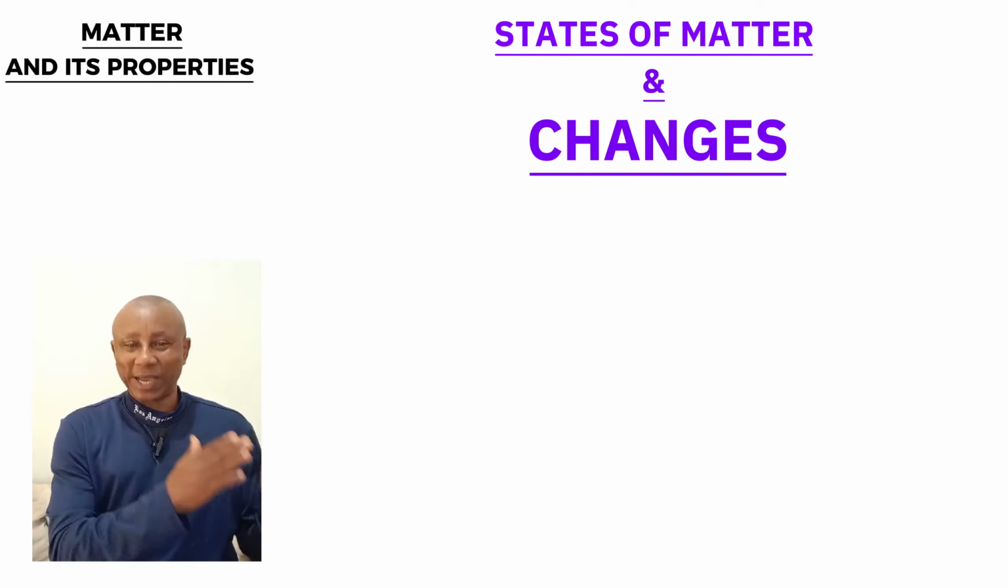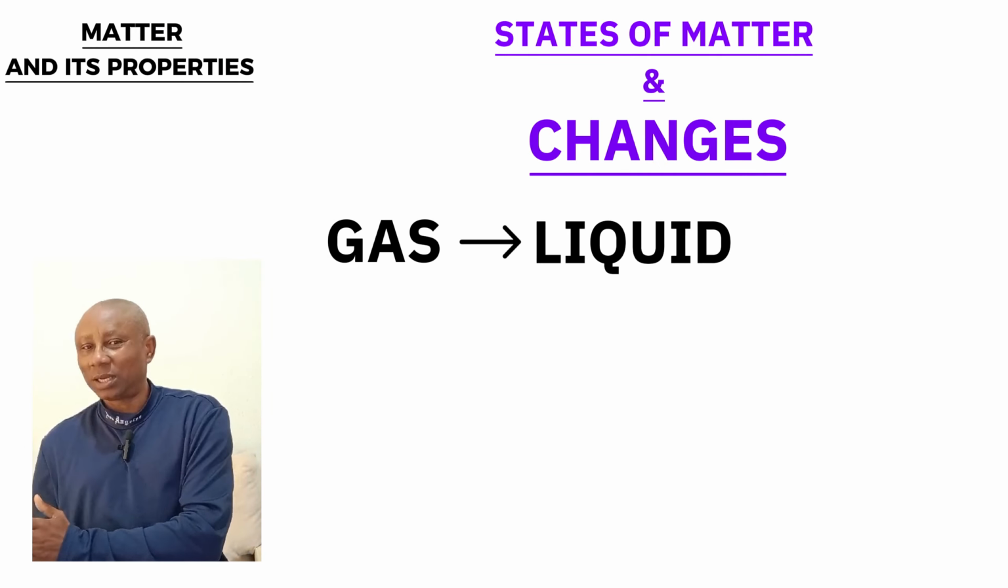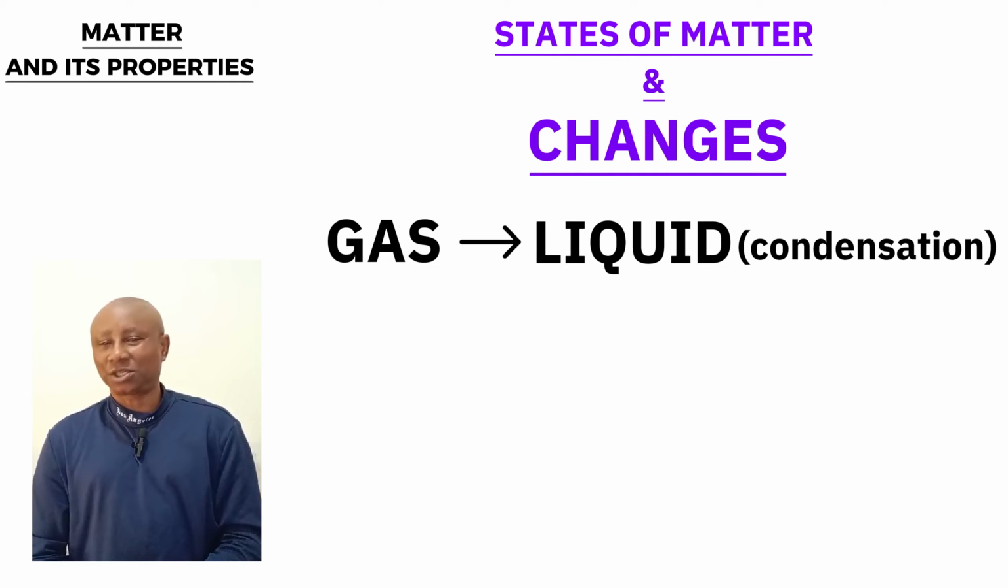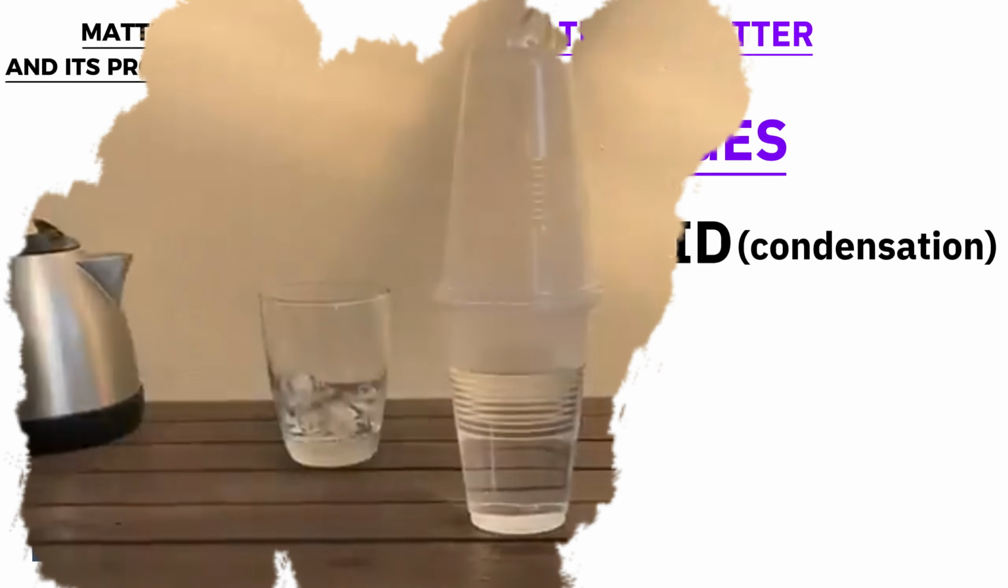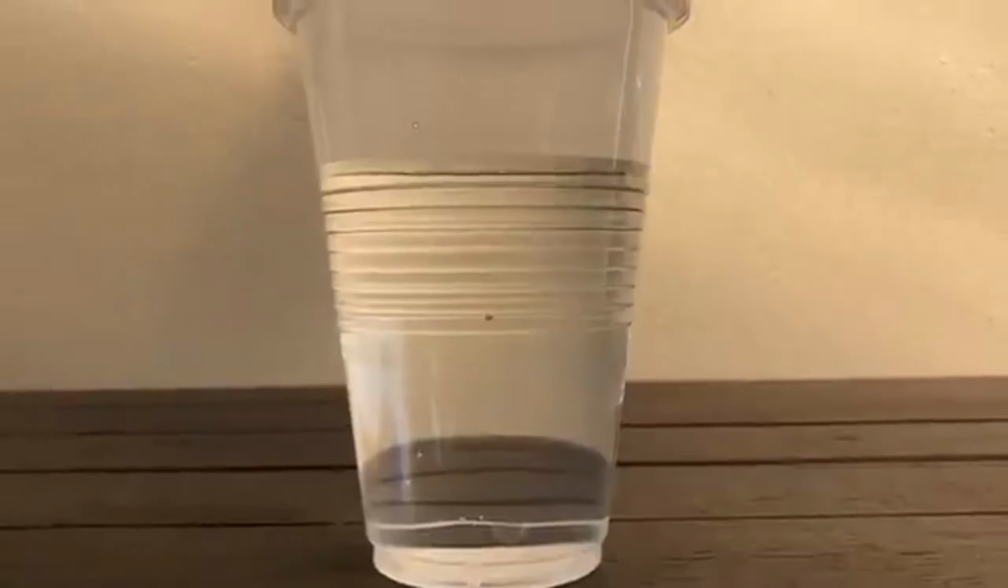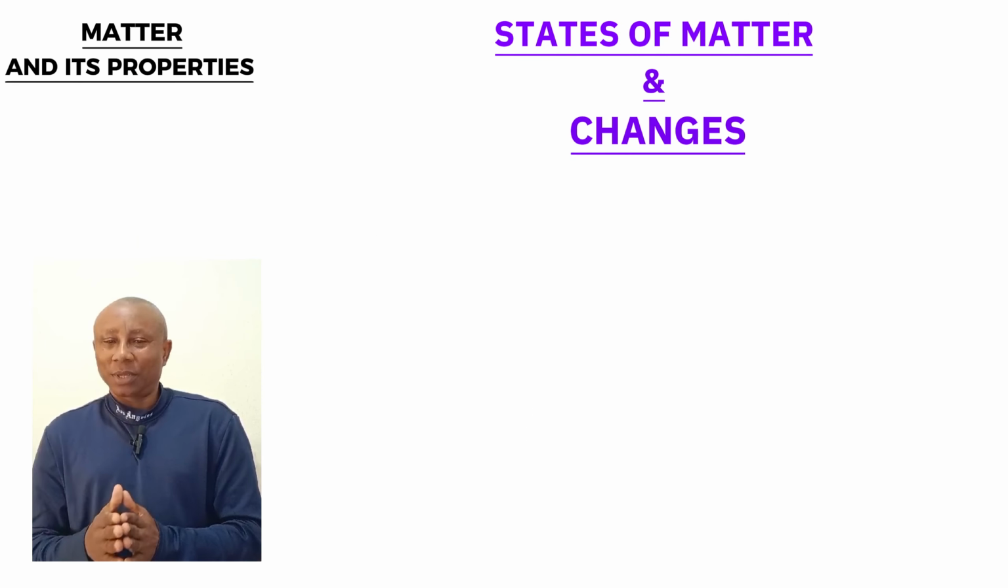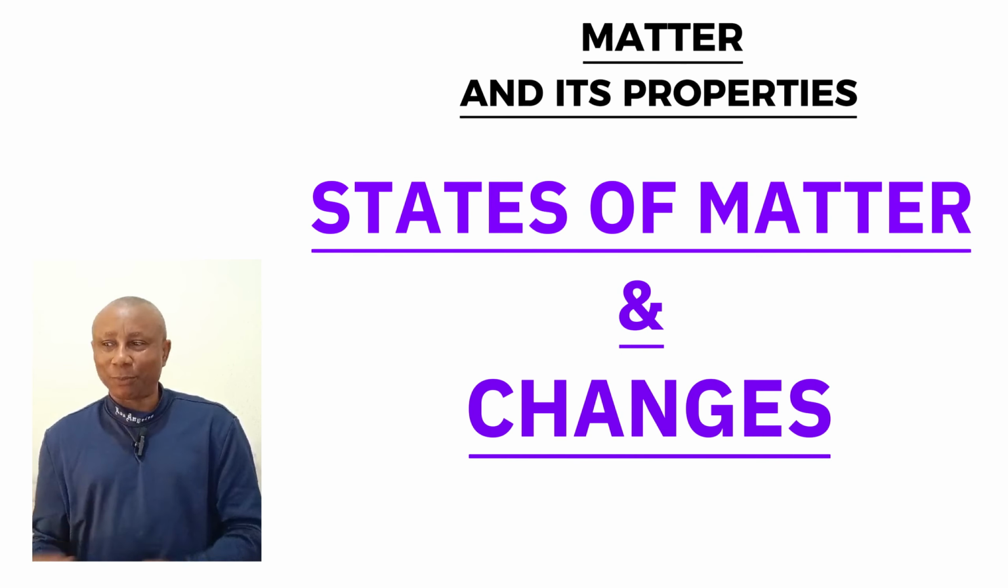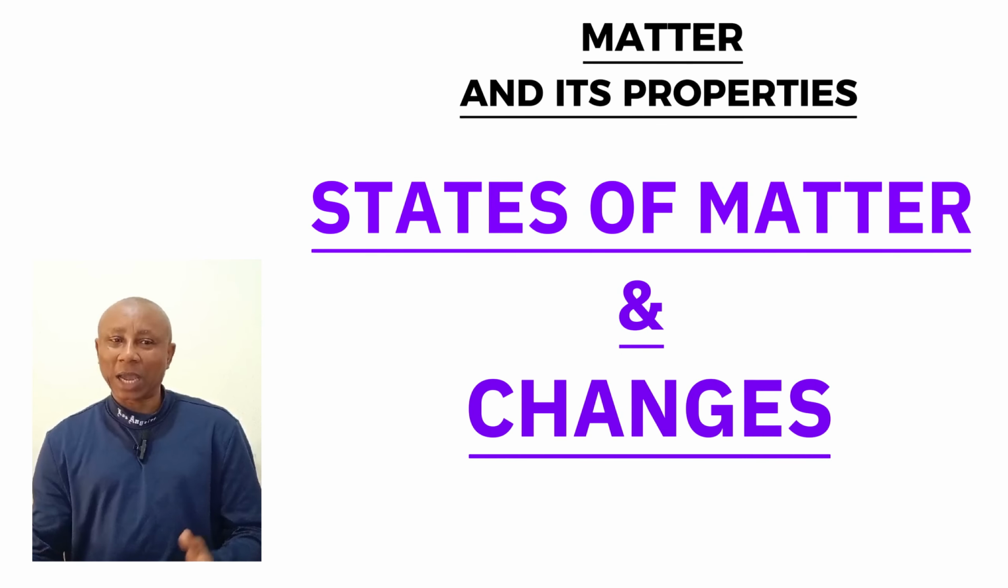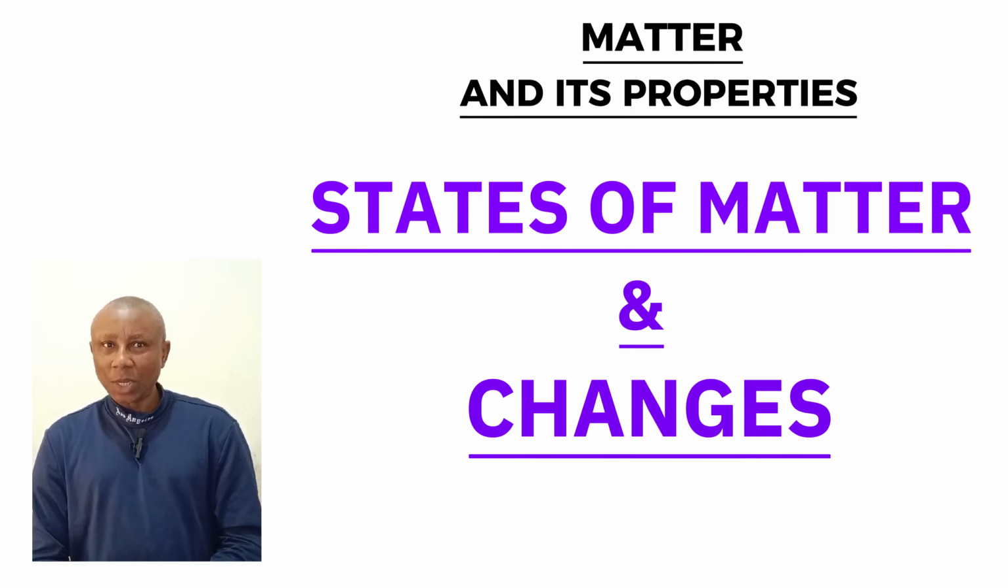We can also see a gas turning into a liquid in a process we call condensation. When you are boiling the water, the steam turns into water droplets when it's cooling down. That's a gas turning into a liquid. These are the three states of matter and their interconnectivity.